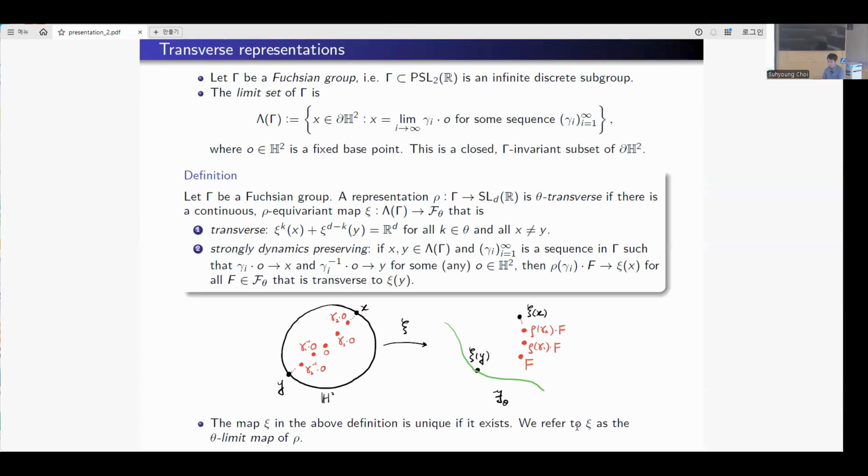No, but in fact it is uniform. So in fact, if you take any compact subset of F_theta that doesn't intersect this green curve, then on that compact set, it will converge uniformly to c_x.